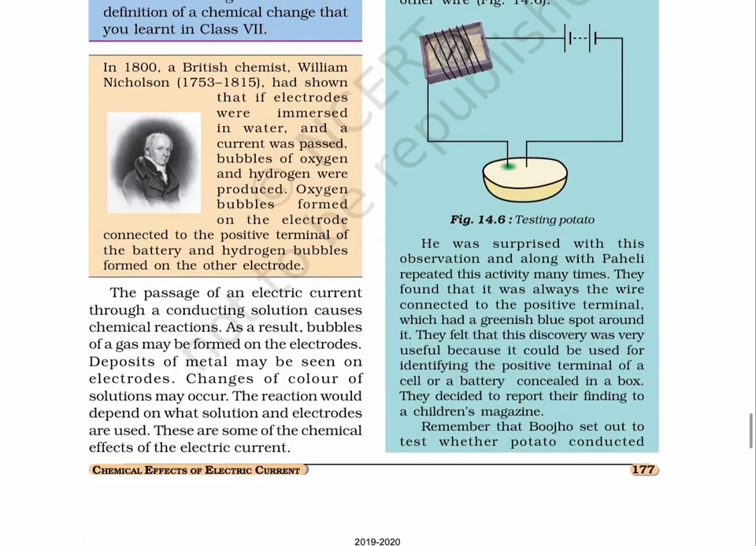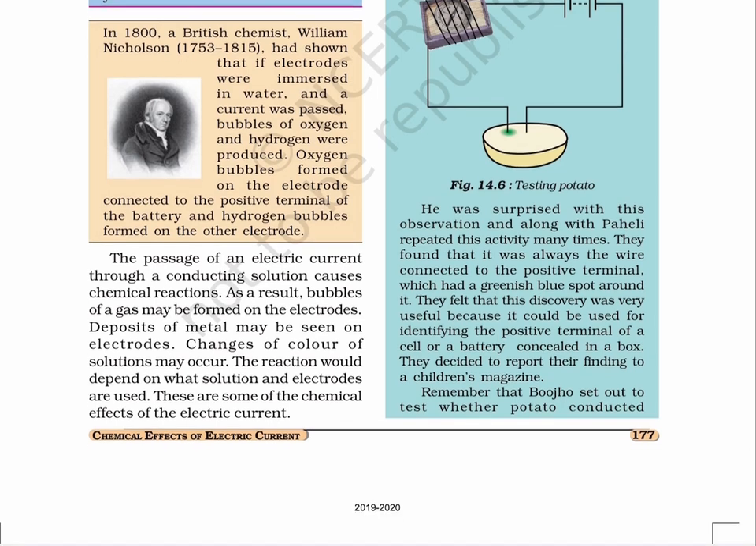Figure 14.6. Testing potato. He was surprised with this observation and along with Paheli repeated this activity many times. They found that it was always the wire connected to the positive terminal which had a greenish-blue spot around it. They felt that this discovery was very useful because it could be used for identifying the positive terminal of a cell or a battery concealed in a box. They decided to report their finding to a children's magazine.